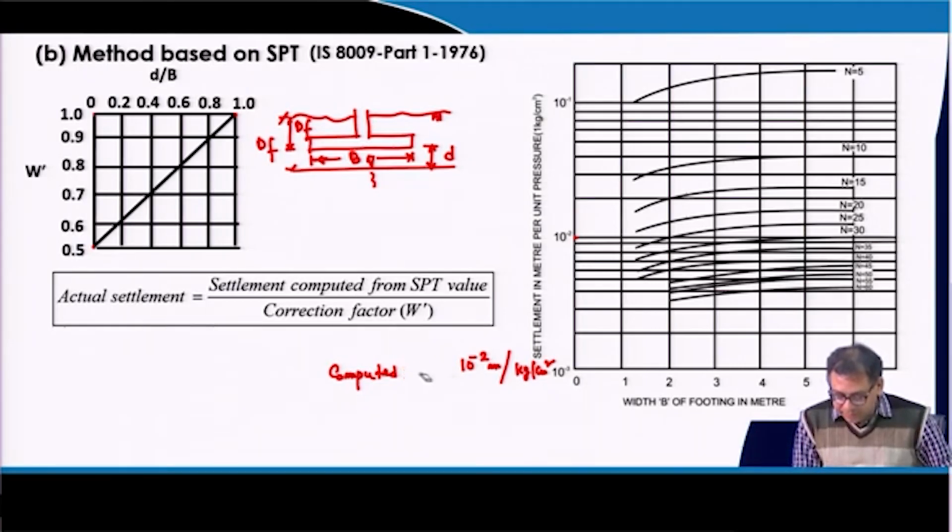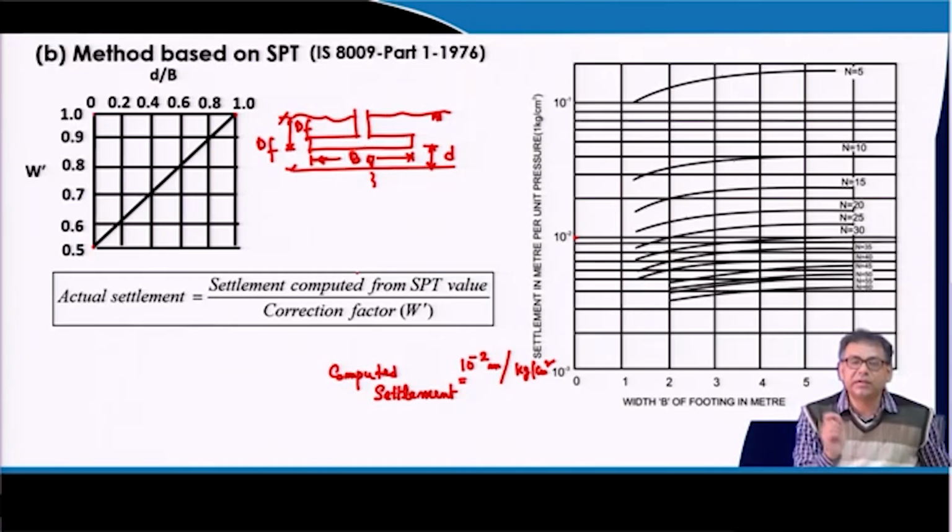This is your computed settlement. So, this is the computed settlement. Once you get the computed settlement, then apply the water table correction, then you will get the actual settlement. So, that means the computed settlement divided by the water table correction gives you the actual settlement. Okay. So, for that actual settlement you have to check whether it is within the permissible limit or not. Based on that you can decide the width of the foundation.